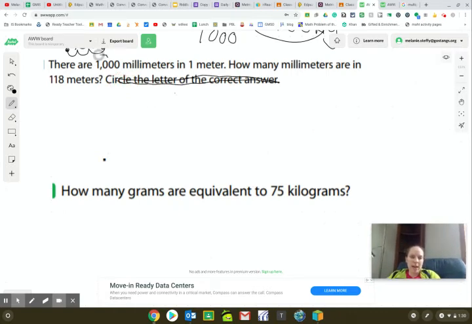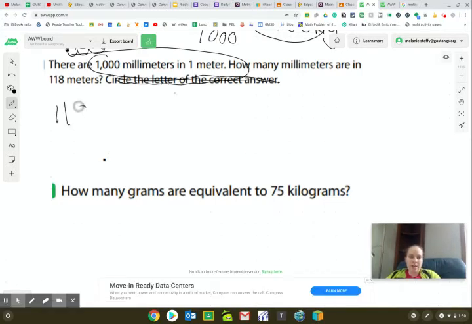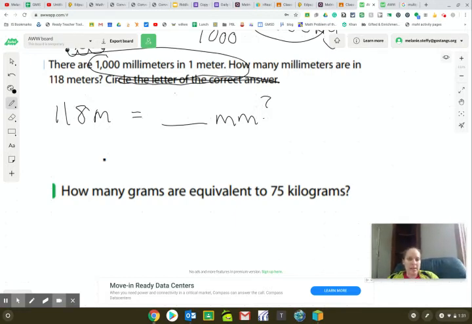So it's telling us that 1,000 millimeters are in a meter. And I know I have 118 meters. And I'm trying to figure out how many millimeters that is. So we're measuring the length of something. So in this case, I need 1,000 of them to be 1 meter. So if I have 118 meters, that's 118 groups of 1,000 millimeters. So in this case, I'm going to have 118 meters times 1,000 because that's how many groups I have.